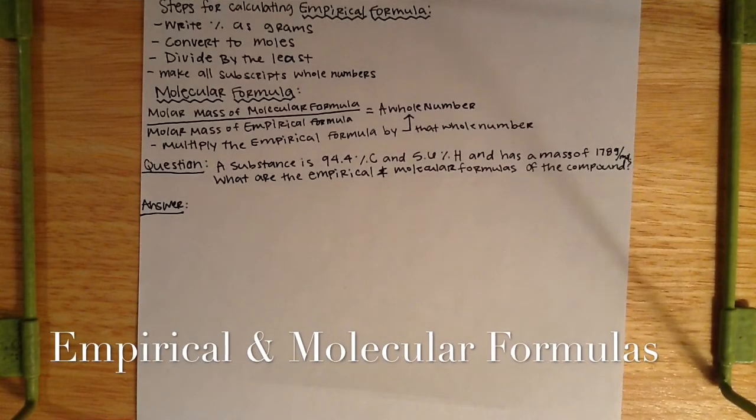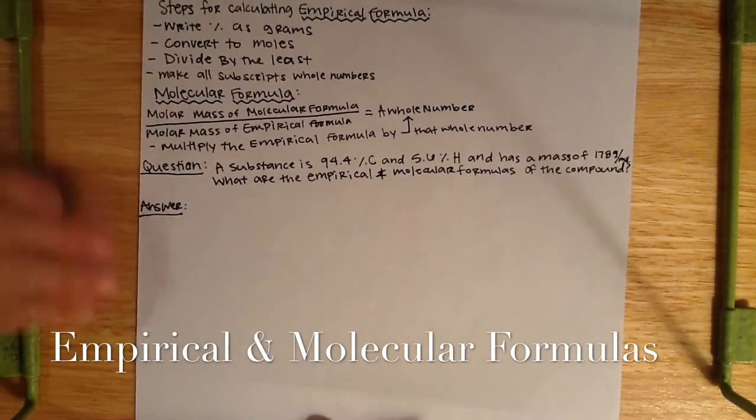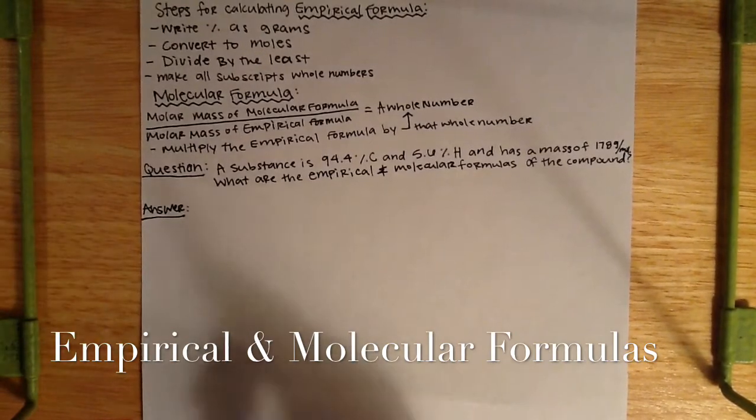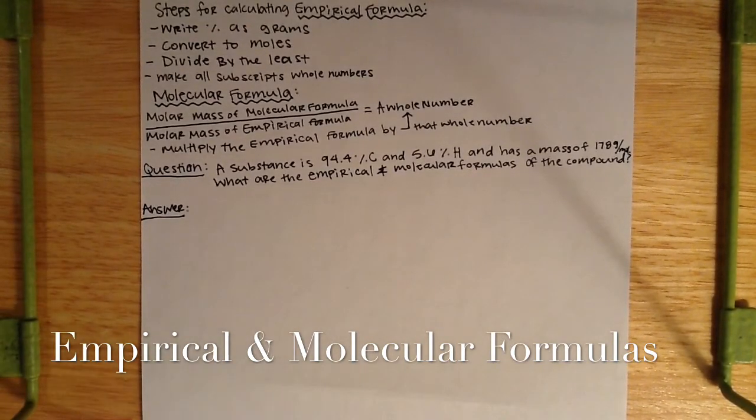Now we are going to practice molecular and empirical formulas. So I know this is a lot of words which we will use as we go, but now our question says a substance is 94.4% carbon and 5.6% hydrogen and has a mass of 178 grams per mole. What are the empirical and molecular formulas of the compound?